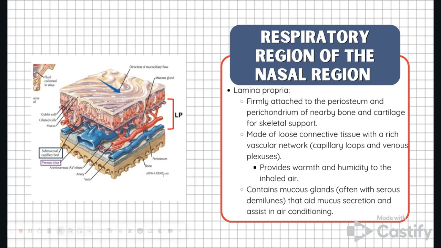It's made of loose connective tissue with a rich vascular network. Okay, so it's going to provide warmth and humidity to the inhaled air. Because in the previous lecture that I gave, I talked about how the blood vessels, the blood is going to help warm the mucus, and the mucus is going to help moisten the air. Same idea here. The lamina propria is just a cushioning. It contains mucus glands, often with serous glands that aid mucus secretion and assist in air conditioning.